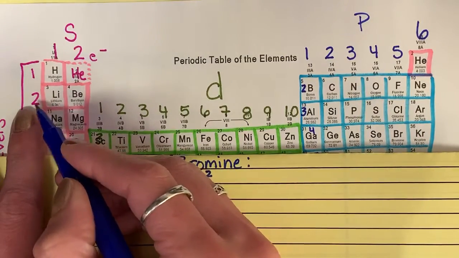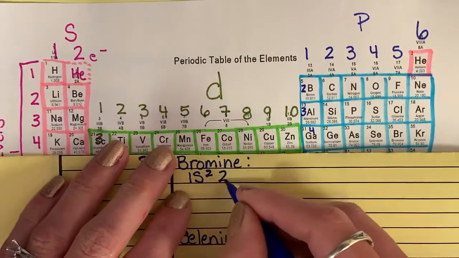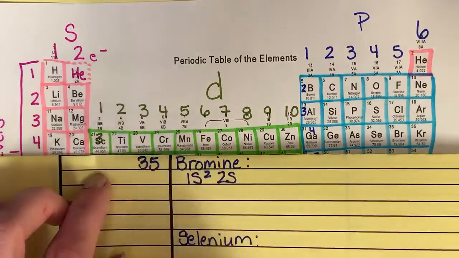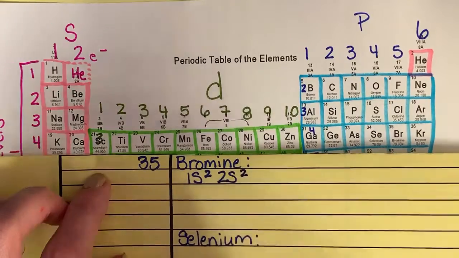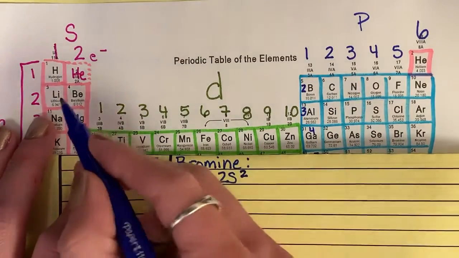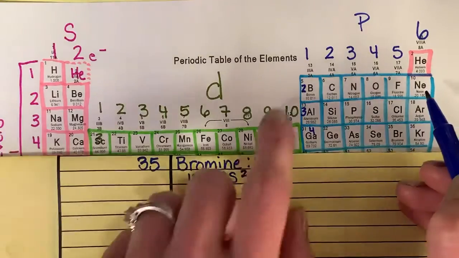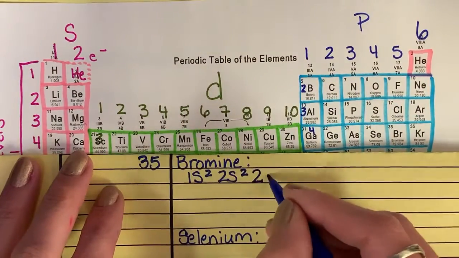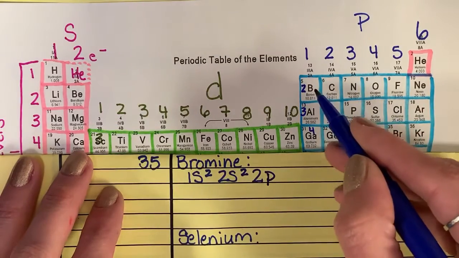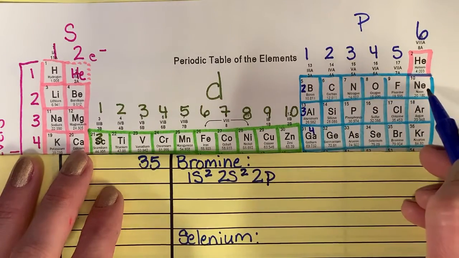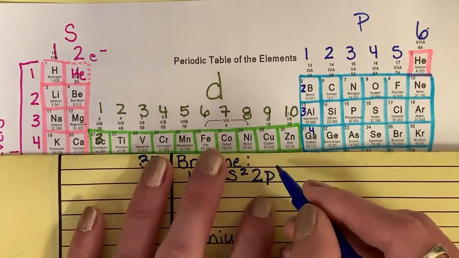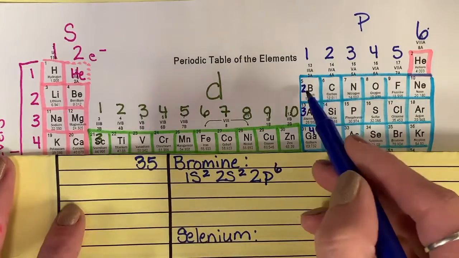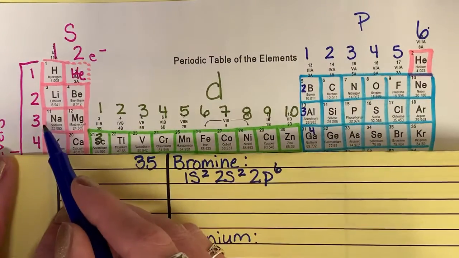Now I'm on my 2s. I count blocks, 1, 2, so my 2s can hold 2 electrons. I keep reading across, 2p. I count blocks, 1, 2, 3, 4, 5, 6. My 2p can hold 6 electrons. That finishes this row. Move on to the next.